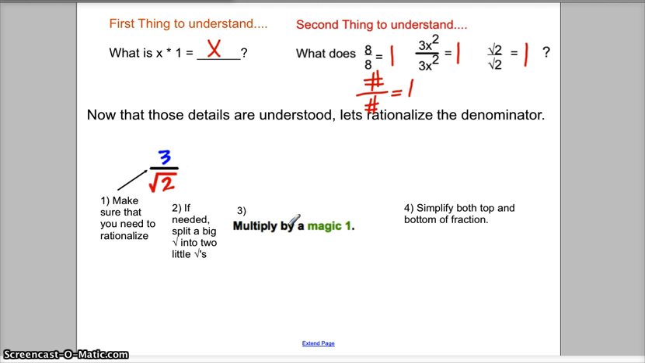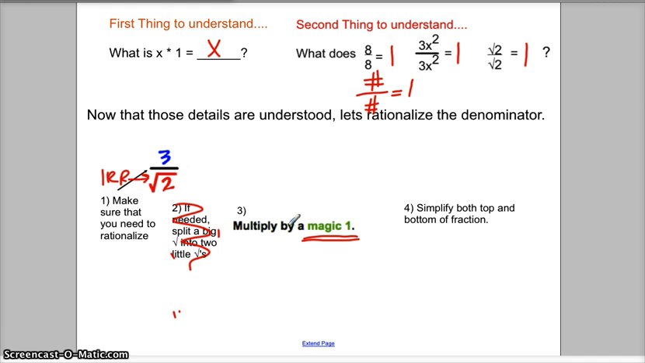All right, let's go ahead and rationalize. First thing, make sure that the problem needs to be rationalized. Do you have an irrational number in the bottom? Yes. If you have one of those big square roots, you'd split it into two small, but that is not applicable for this problem.